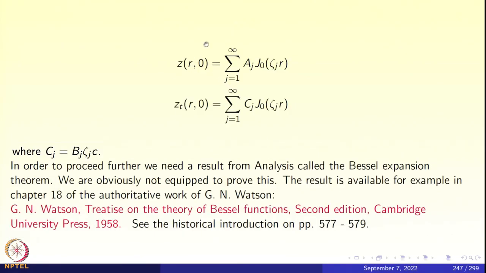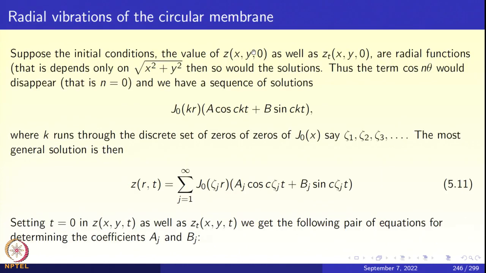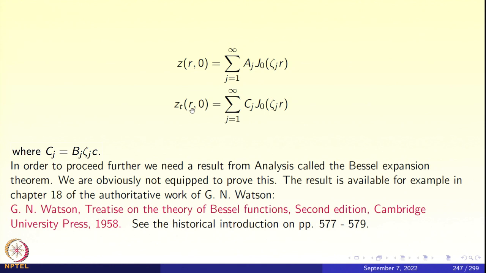z(r,0), which is a known function, equals the summation j from 1 to infinity a_j J naught zeta j r. So the left hand side is known, and from this equation we have to determine these coefficients a_j. Now when you differentiate with respect to time, this c zeta j will come out and they'll be clubbed with these coefficients. So after clubbing them, I'm going to use a different name for these coefficients. z_t of r comma 0 is a known function, the initial velocity of the wave, that is going to be an infinite superposition of J naught zeta j r, but the coefficients are c_j. The b_j has become a c_j because when you differentiate, we pick up some factors.